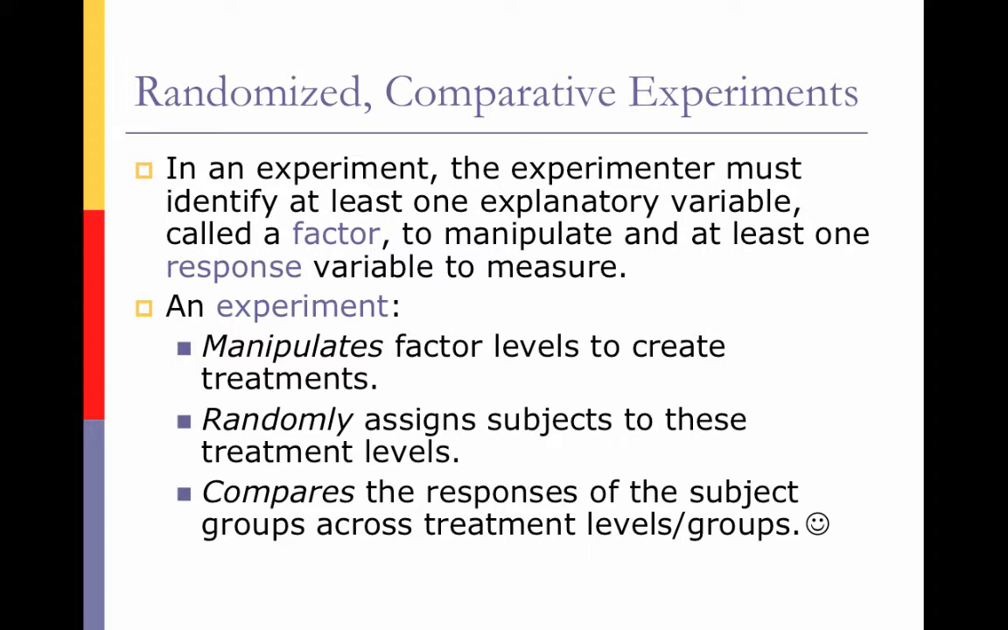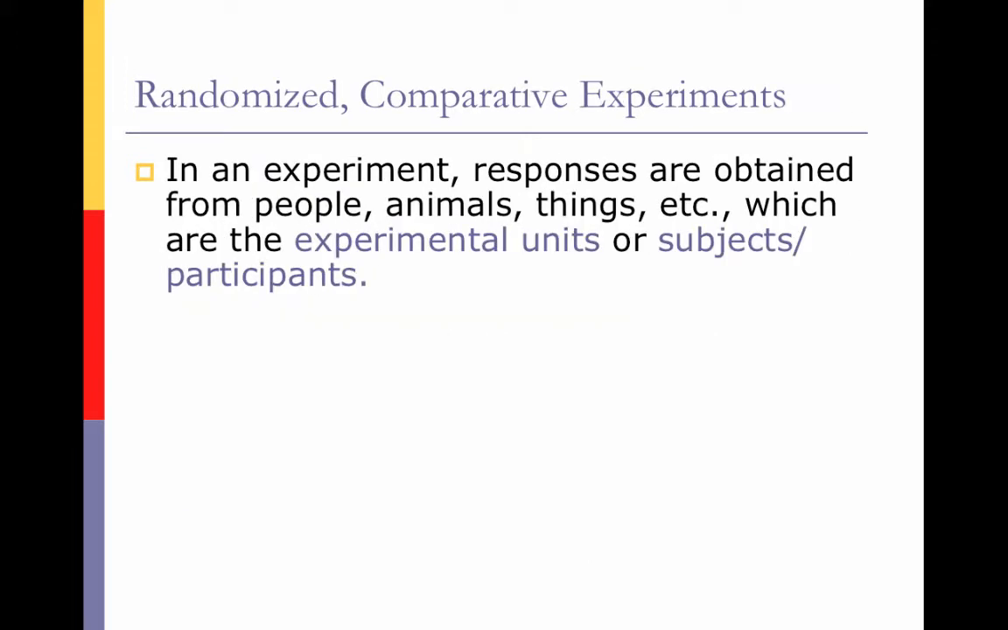They will randomly assign subjects to these treatment levels, and they will compare the responses of the subject groups across treatment levels and groups. In an experiment, the responses that we obtain from people, animals, things, etc. are called experimental units or subjects/participants. Typically, if it's a person or an animal, they're called a subject or a participant, and objects are then called experimental units. Typically, if you want somebody to be a part of a study, you don't call that person an experimental unit. You're more likely to volunteer to be a participant, not a unit.